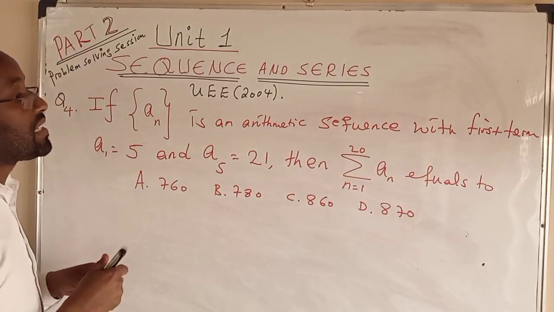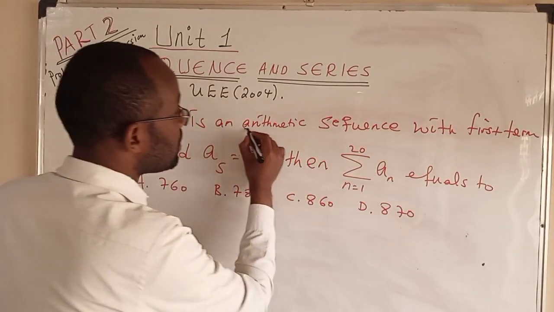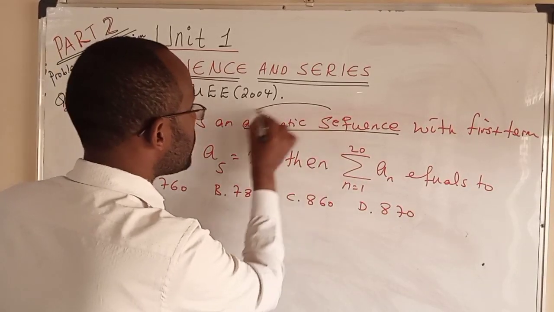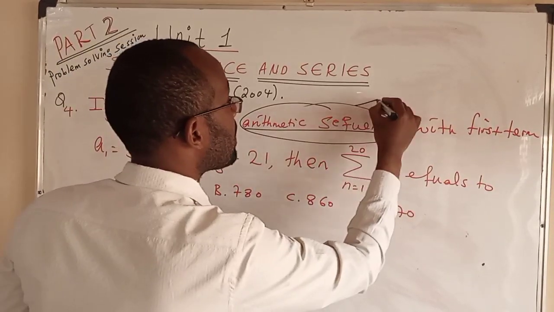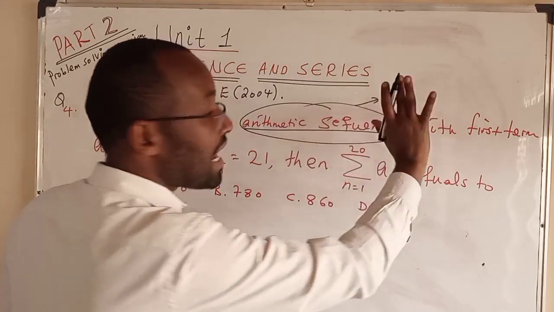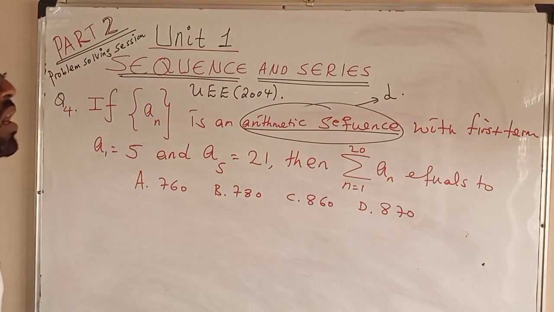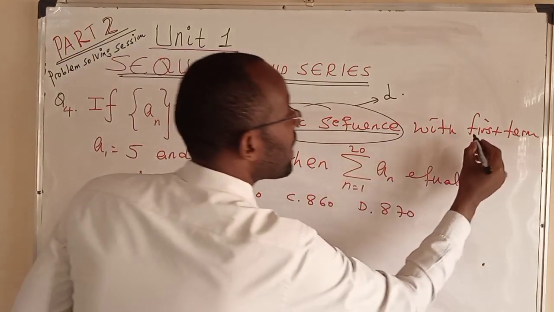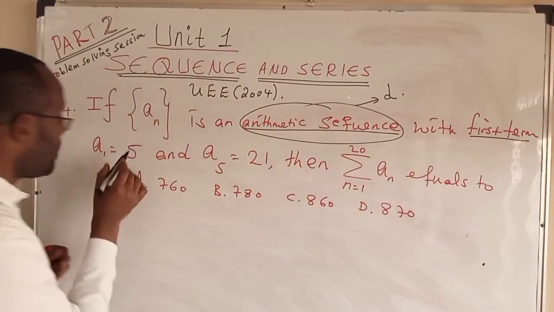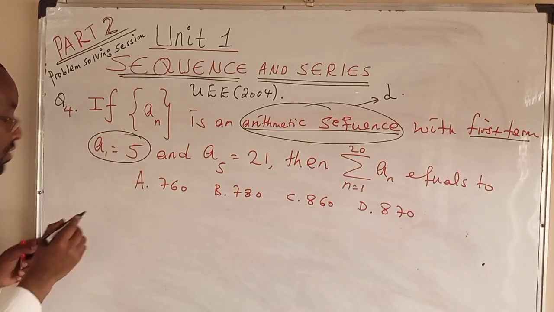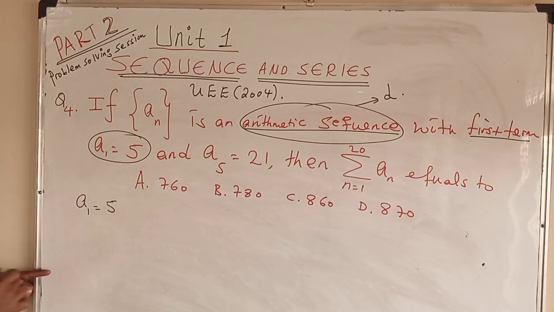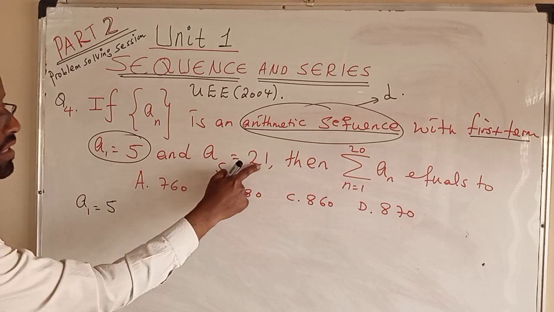Again, if this represents an arithmetic sequence, that means, as we discussed before, there is always a unique common difference. Now, according to this question, we are given the first term. The first term A1 is already given. So we are given the first term A1 is 5 and the fifth term A5 is 21.